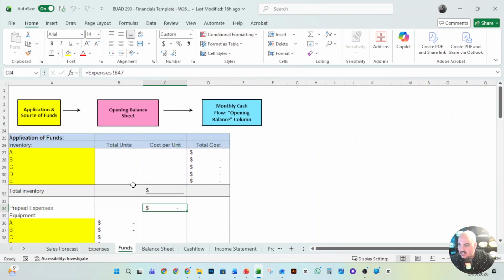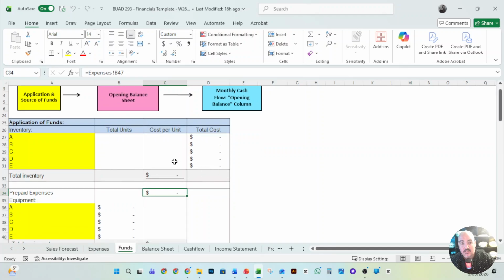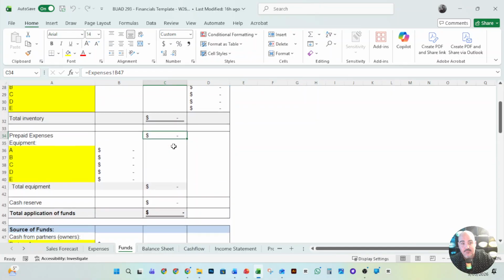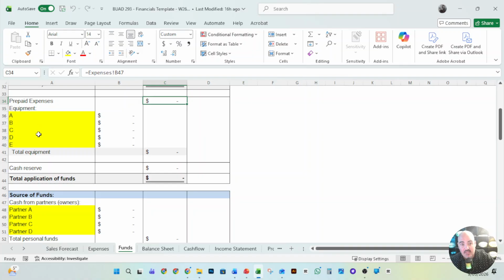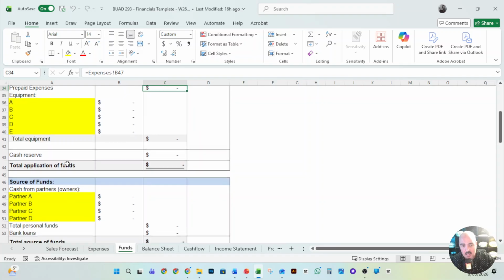Okay, that's going to bring us to our application and sources of funds. So again, guys, here what we need to put in is our inventory. So how much inventory are we actually going to purchase to start with? The total units, what the inventory is, the cost, and then the total cost. So this is giving us our inventory assets. Then we're looking at our equipment. So what pieces of equipment do we need? We're getting a total cost there. Do we have any cash reserves? So are we actually keeping any cash on hand?